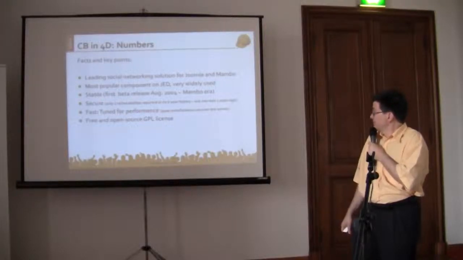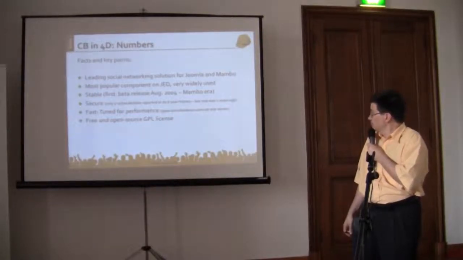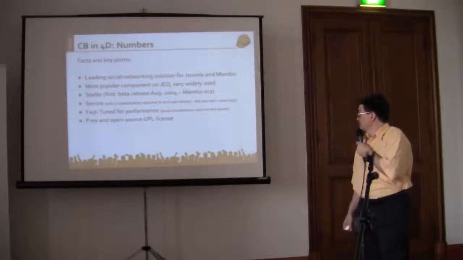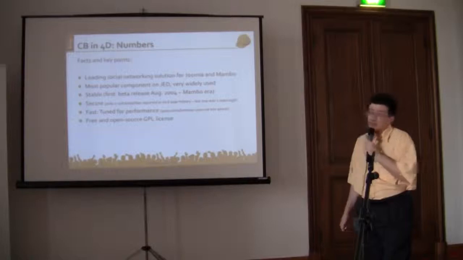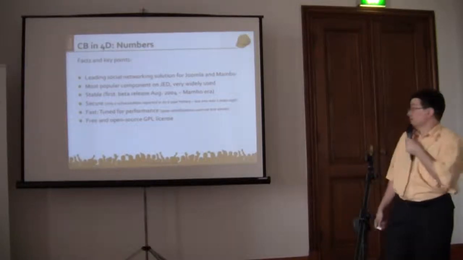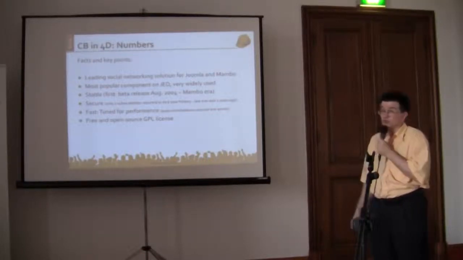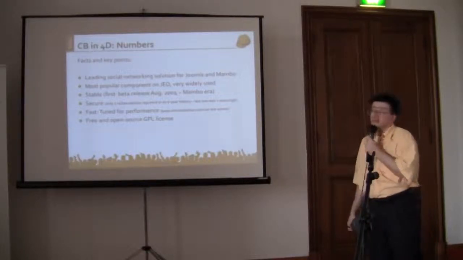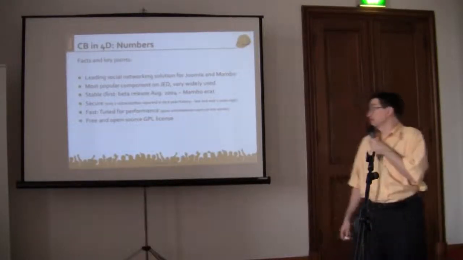A few facts. CB is the most popular Joomla component on the JED. It's very widely used. It's stable since August 2004, where we had the first beta release. It's very secure. We only had 2 vulnerabilities discovered in 6 years of history. The last one was 2 years ago. So each release is security audited and security scanned before it gets released as stable.